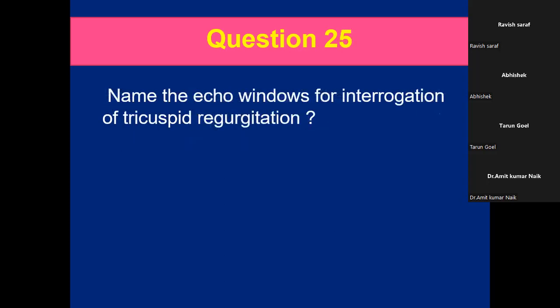We go back to Abhishek now. Abhishek, are you ready? Yes, sir. Important windows for interrogation of tricuspid regurgitation jet. One is parasternal short axis view. Right. The other one is RV inflow view. Perfect. Then there is apical four-chamber view. Perfect. Then there is a subcostal view. Perfect. And I can't remember the other ones. Modified four-chamber view. Modified.